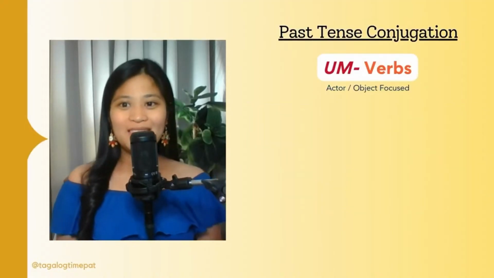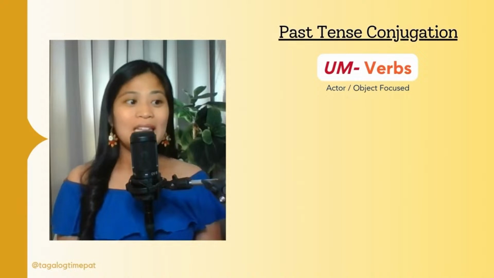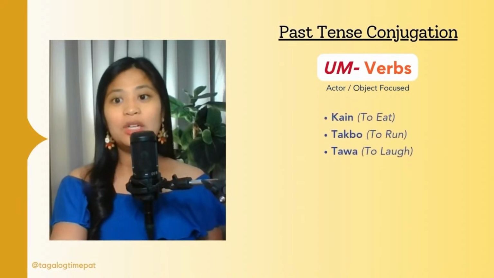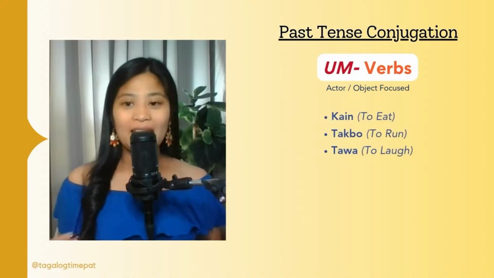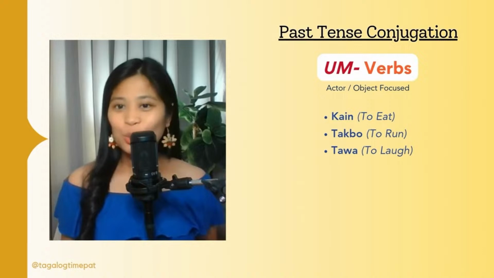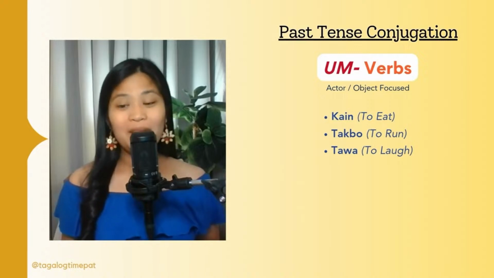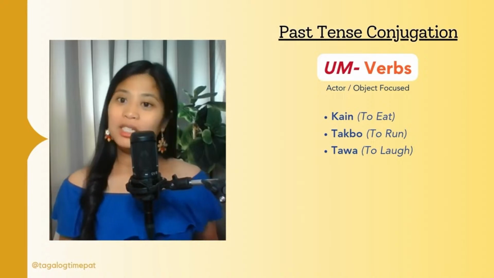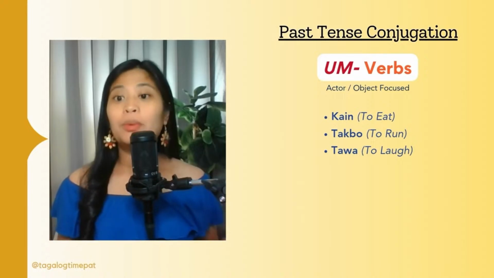All right, so now let's take a look at -um- verbs. These can be actor or object focused depending on the context, and here are some examples. Kain means to eat, takbo means to run, tawa means to laugh. And again, you might be wondering, why are these -um- verbs? There is no um in there. Um is the infix that is put into the word to conjugate it in the present tense.